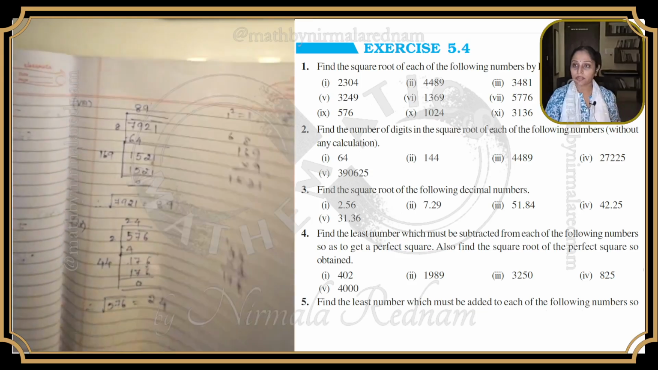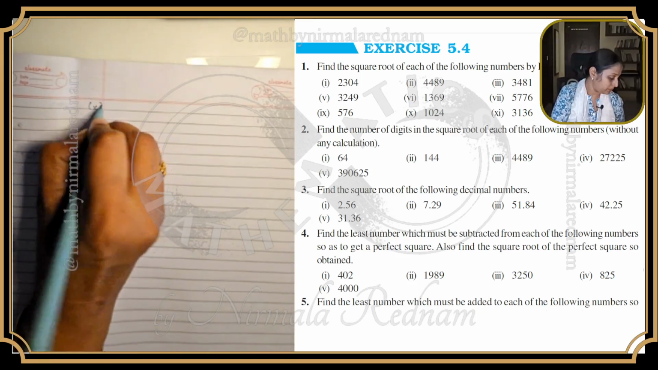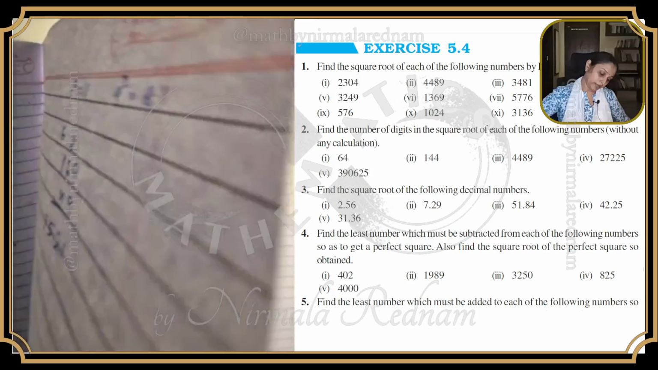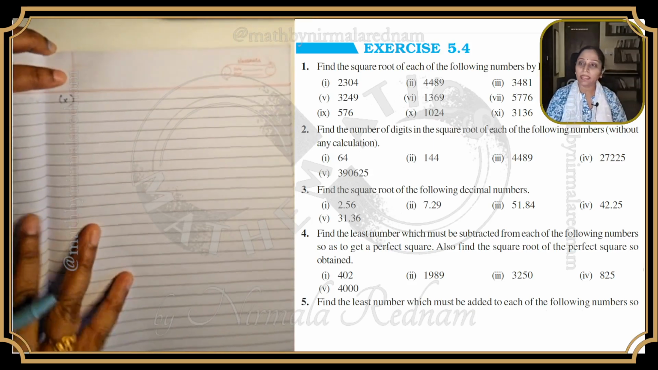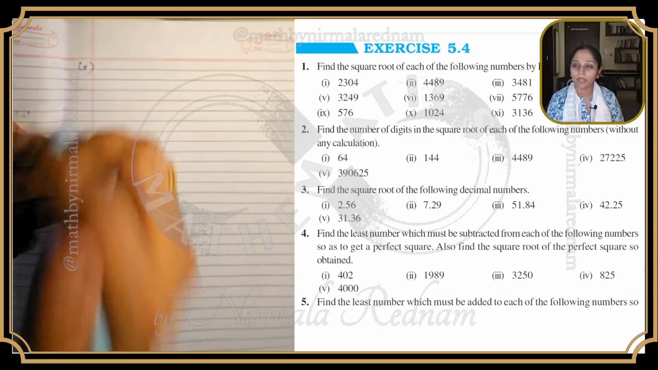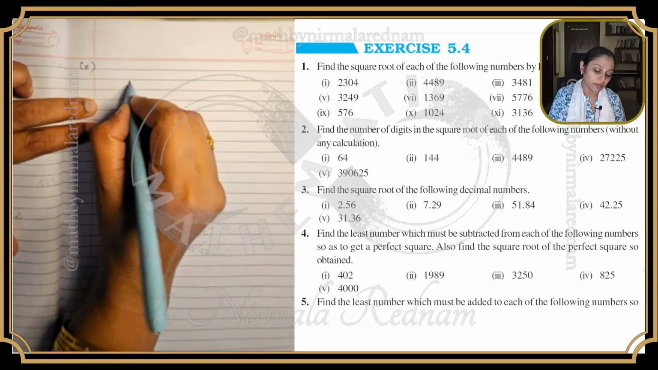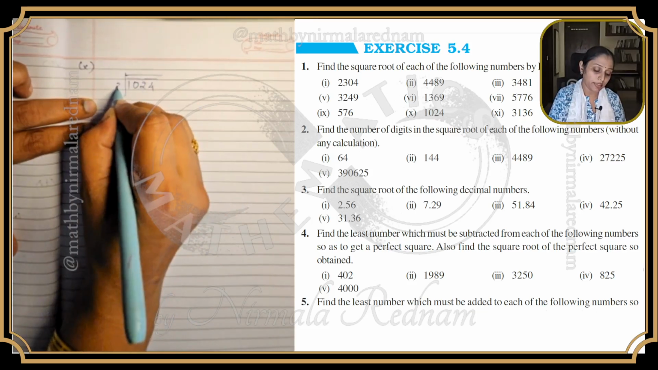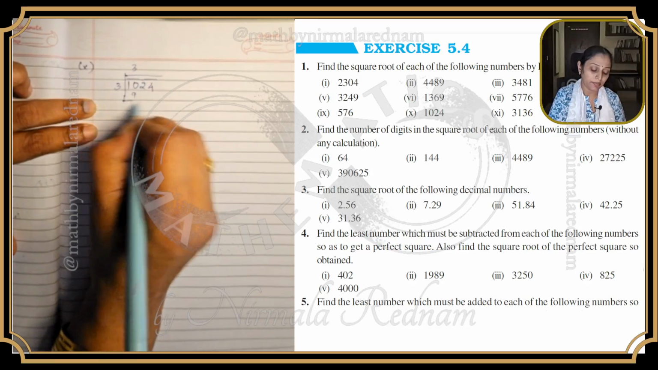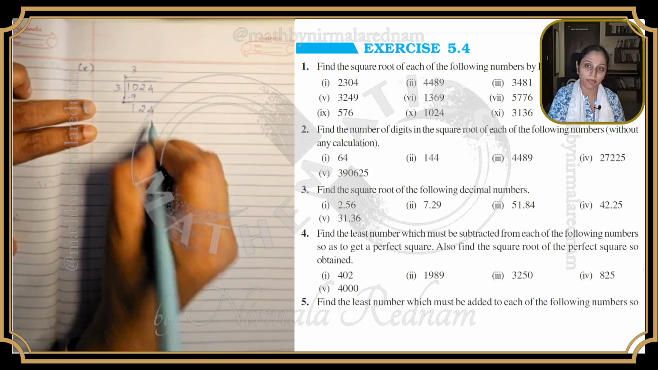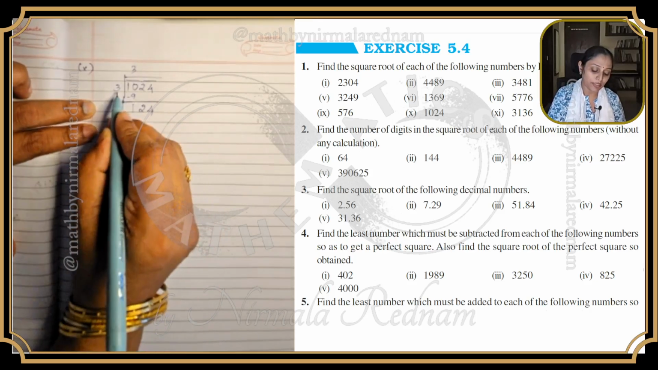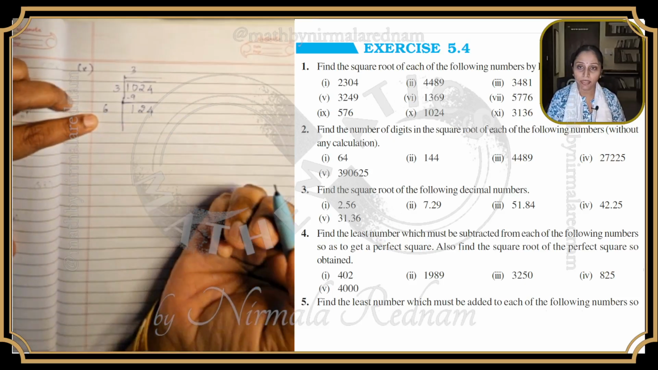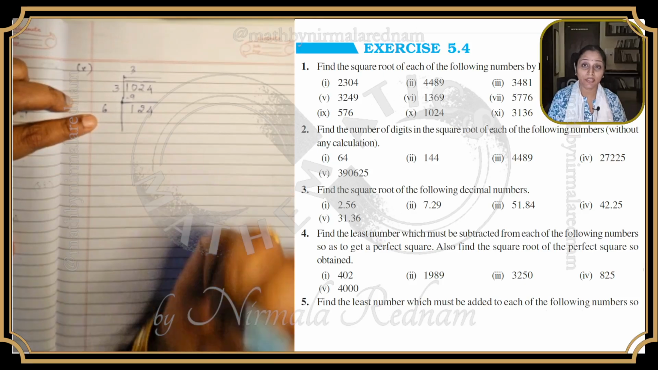Okay. Let's look at the 10th question. Right? We got 89 and 24. Right. 10th question is 1024. 1024. Put the bars. 3 square is 9. Correct? Subtraction will give you 1. Bring down the next bar. Okay? And twice of 3 is 6.